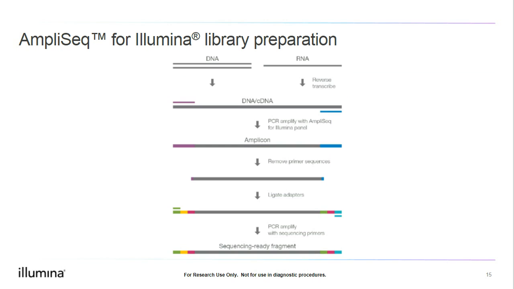Let's briefly review the AmpliSeq for Illumina library preparation workflow. We'll be starting at the top of the image here. So we start with our DNA or RNA. If RNA, we first perform reverse transcription.